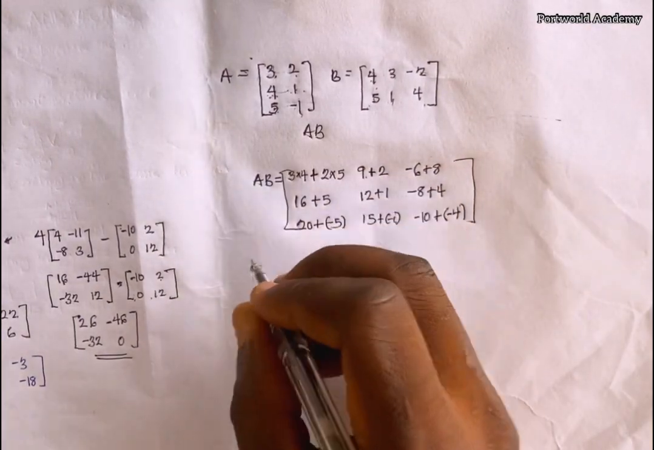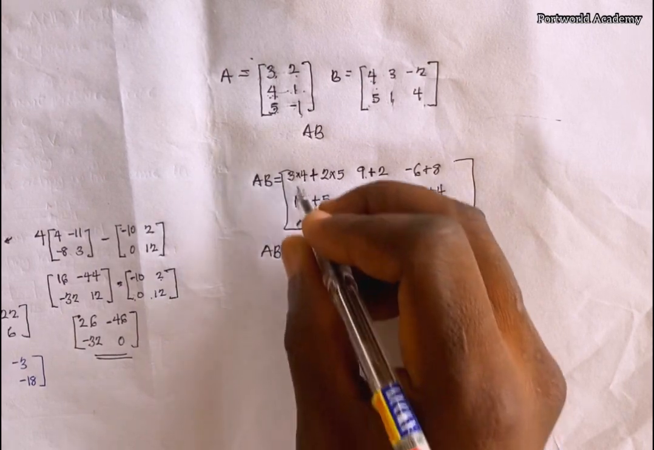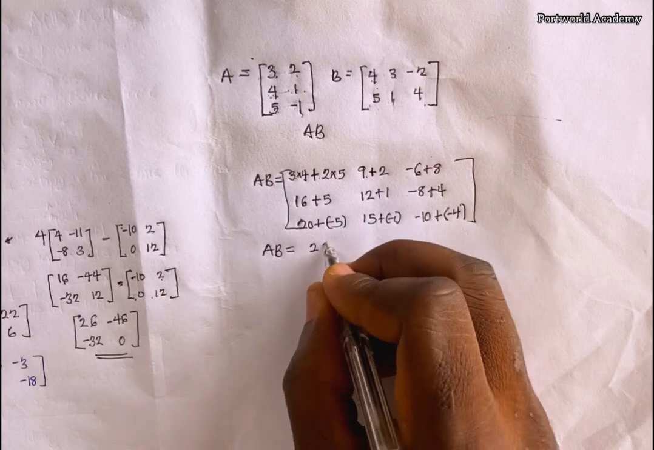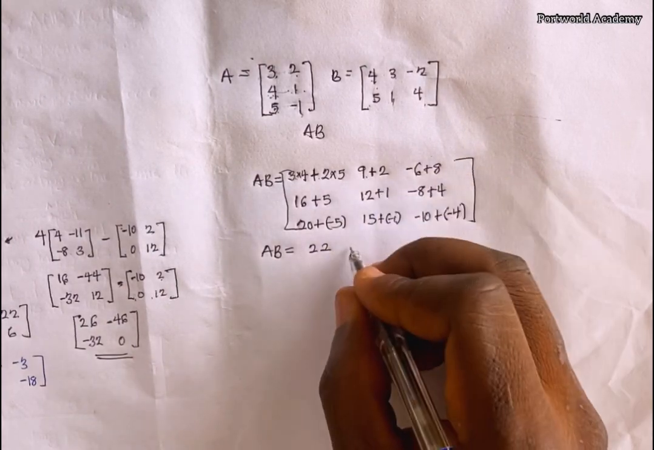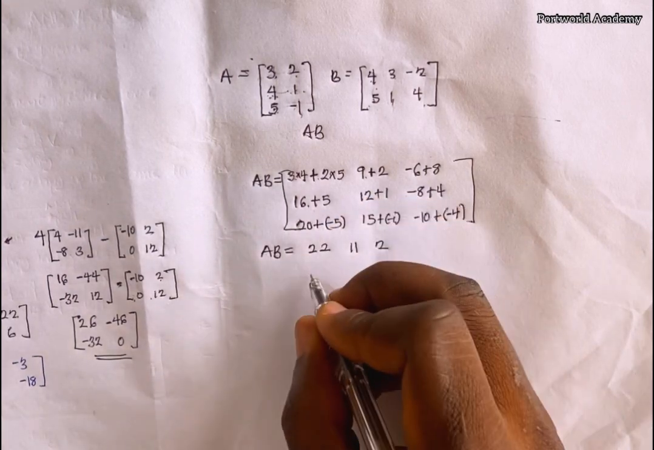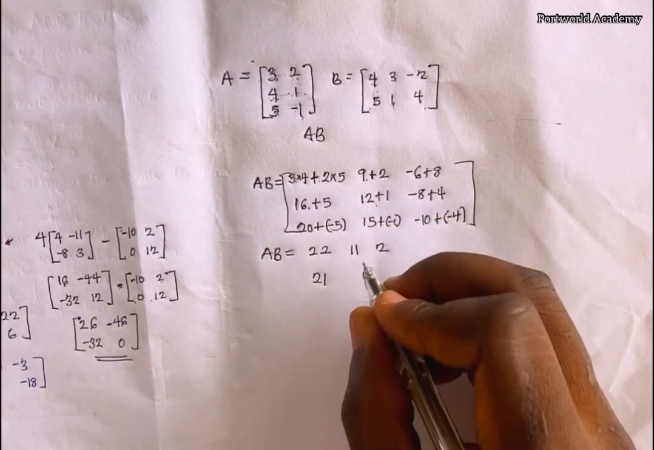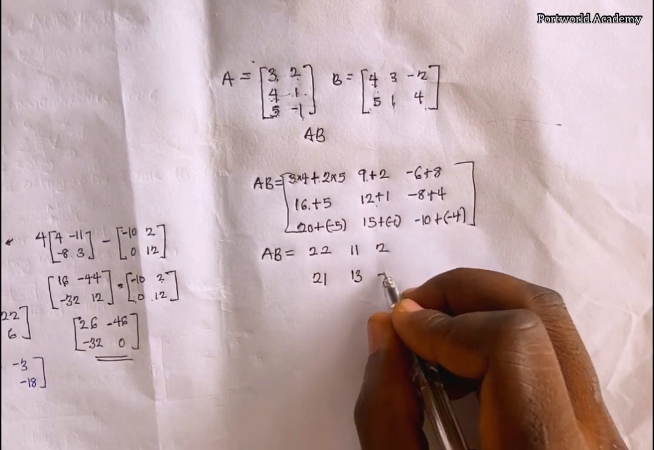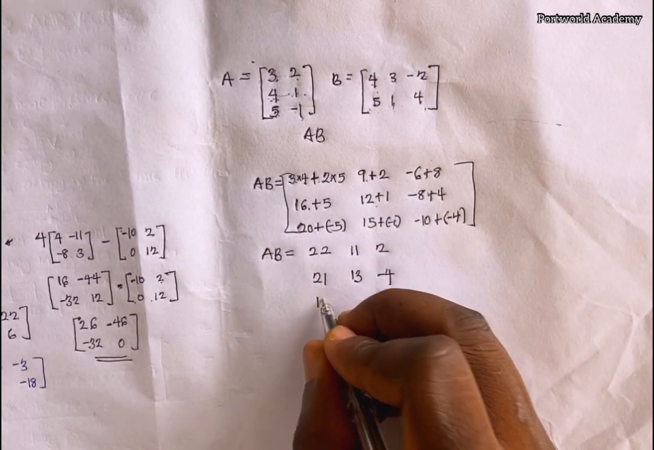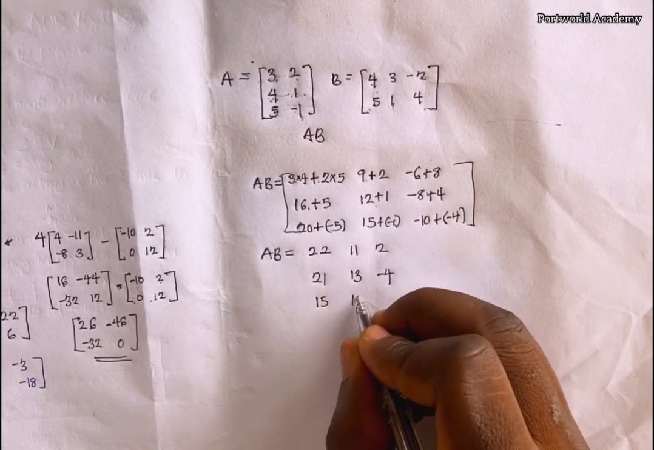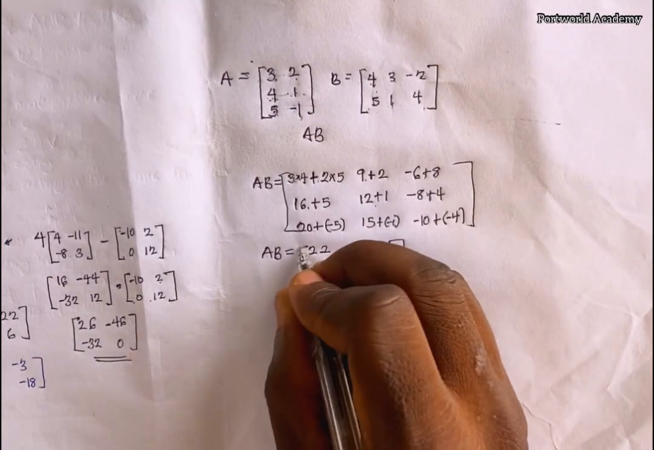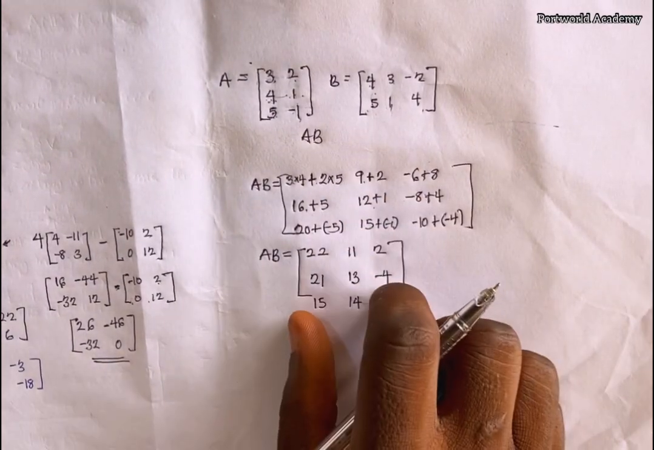So let's go ahead and simplify. Simplifying this, we are going to have our AB: 3 times 4 will give us 12, plus this will give us 22. So this will give us 11, and this will give us 2. We have this to be 21, we have this to be 13. We have this to be minus 4, and this is 15 exactly. This will give us 14, and this is actually minus 14. So this is also the answer. We are going to have AB equal to this.